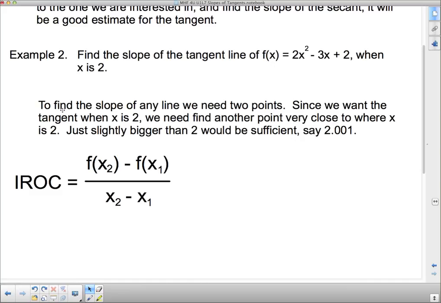It could be slightly less than 2 as well. We could choose 1.999 if we wanted to. Three digits after the decimal point is probably enough. So how do we do this?